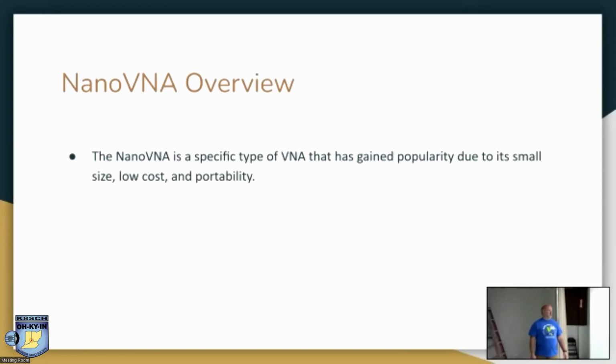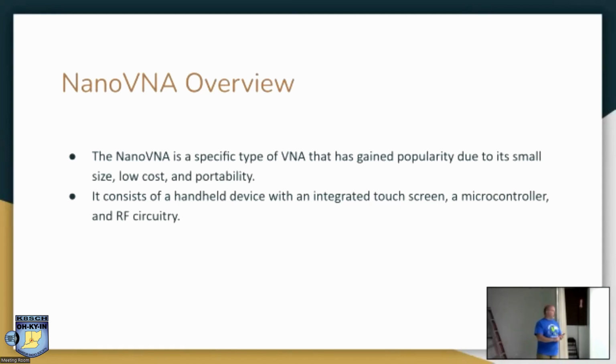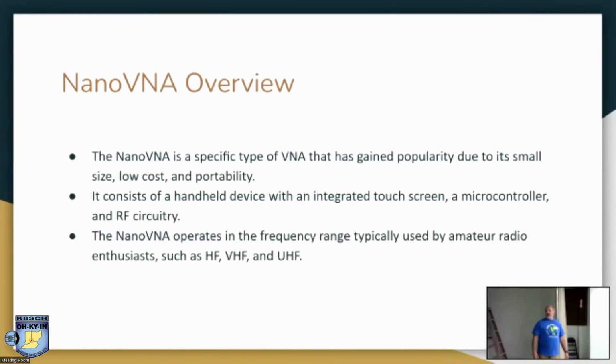The NanoVNA is a specific type of VNA. It is very small and has gained popularity because it's small and low cost. I think I saw somebody at the ham fest selling it for like 35 bucks, real cheapo ones, and very portable. You can actually buy kits. I think George has a kit version. It consists of a handheld device with an integrated touchscreen, a microcontroller, and RF circuitry. It operates on the frequency range typically used by amateur radio enthusiasts.